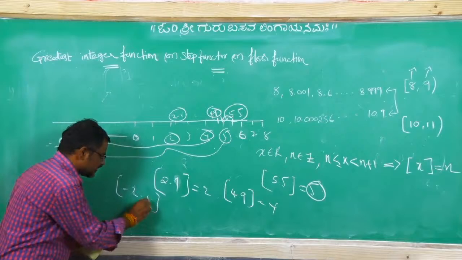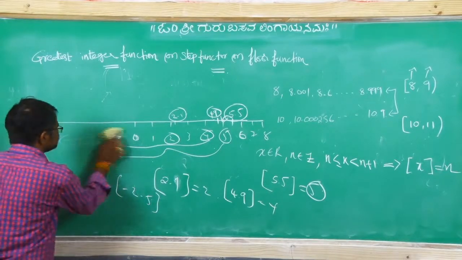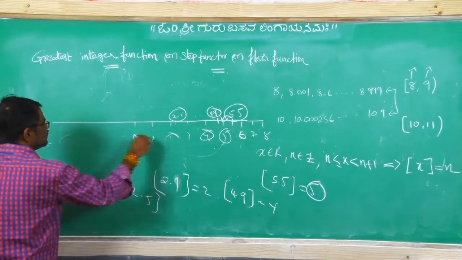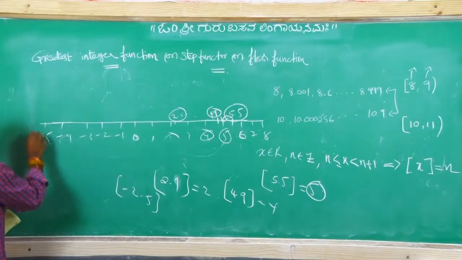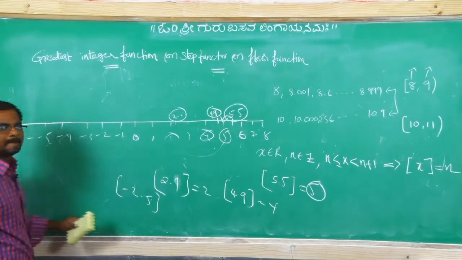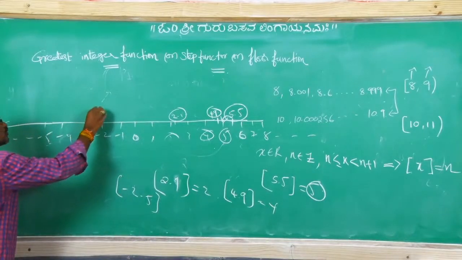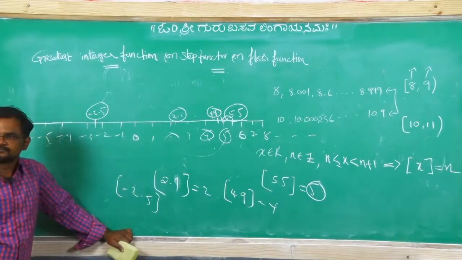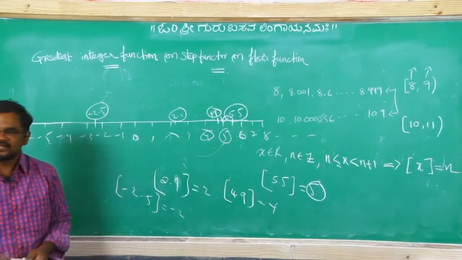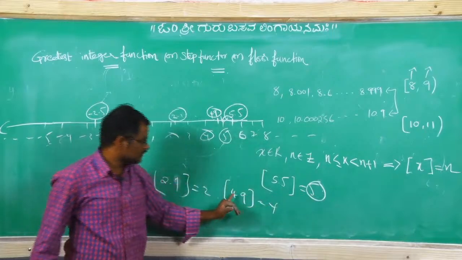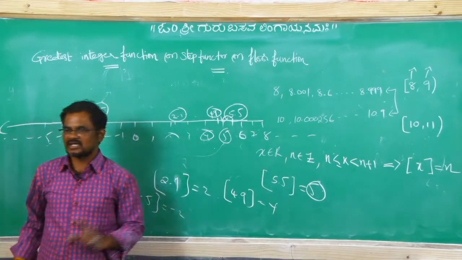Suppose minus 2.5. Where is it located? Minus 1, minus 2, minus 3, minus 4, minus 5, and so on. Here also many are there. Minus 2.5 is somewhere here. Now if you take minus 2 for minus 2.5, it is a wrong answer according to this. Here, what are you taking? 5.5 gives 5, 4.9 gives 4, 2.1 gives 2, minus 2.5 gives minus 2: wrong answer or not?